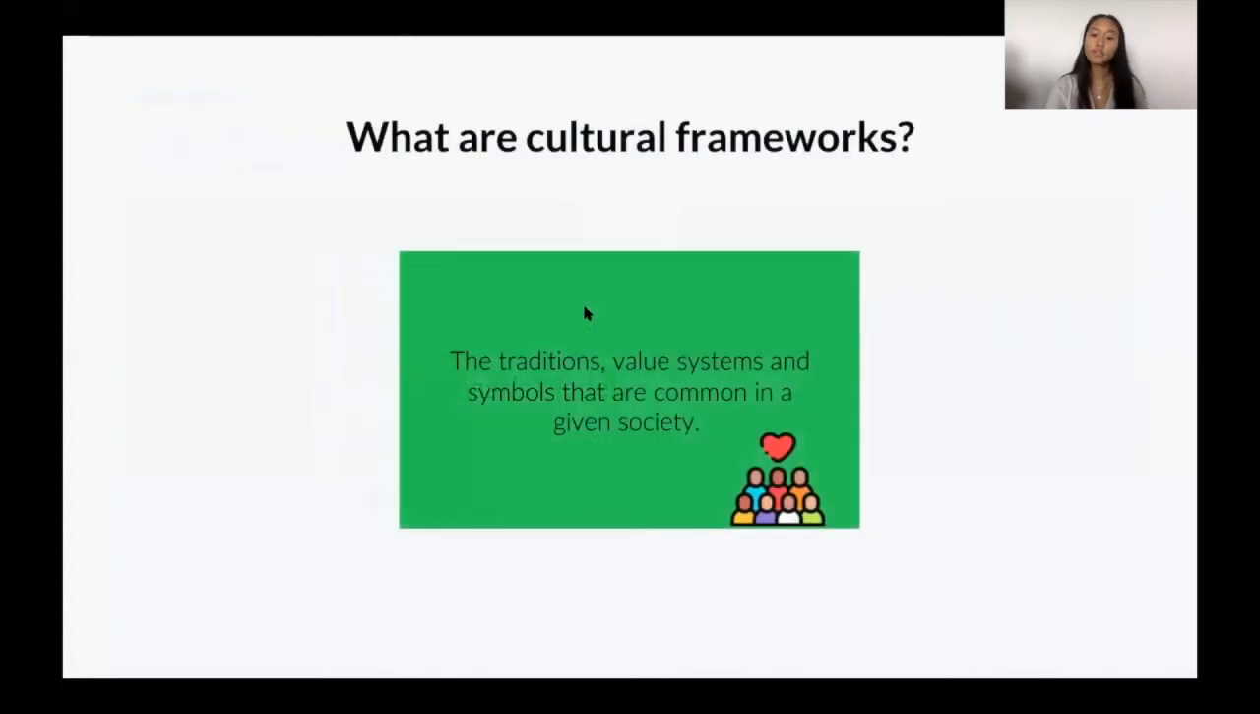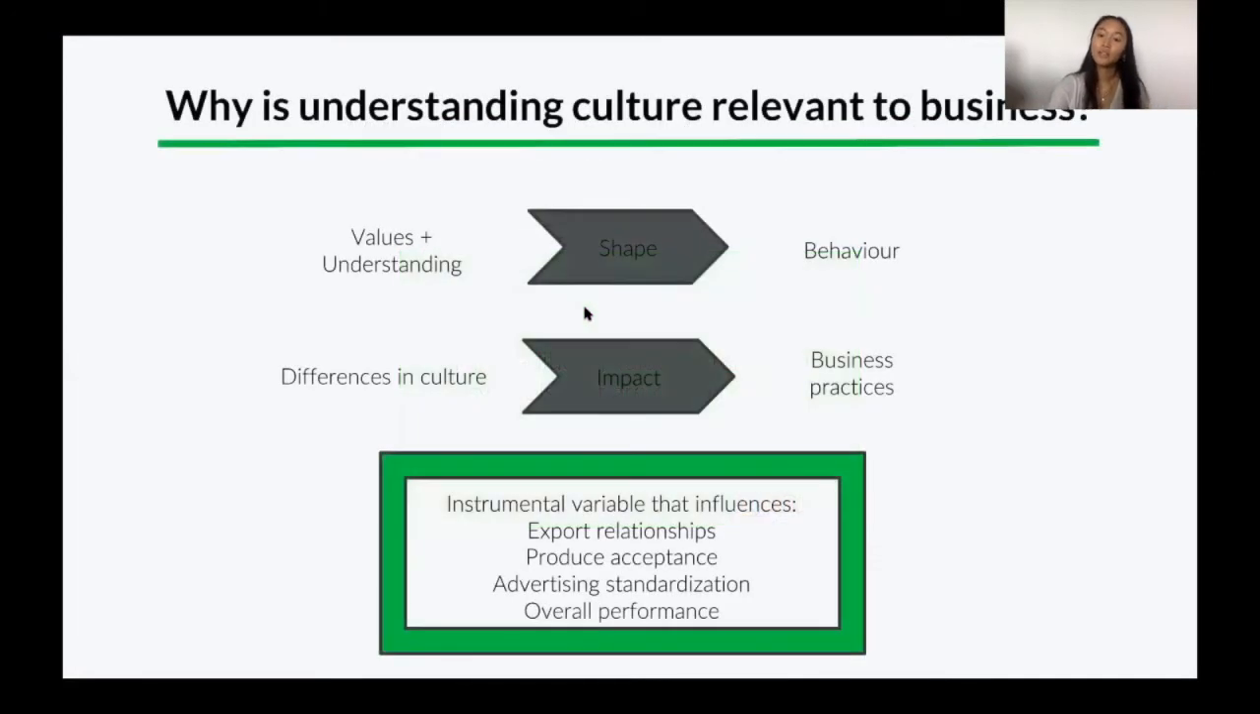So, what is a cultural framework? Well, a cultural framework is a term used to explain traditions, value systems, and symbols that are common in a given society. These cultural frameworks give us a greater understanding of the disparities and similarities between cultures. However, you may ask, why may this be relevant to business?